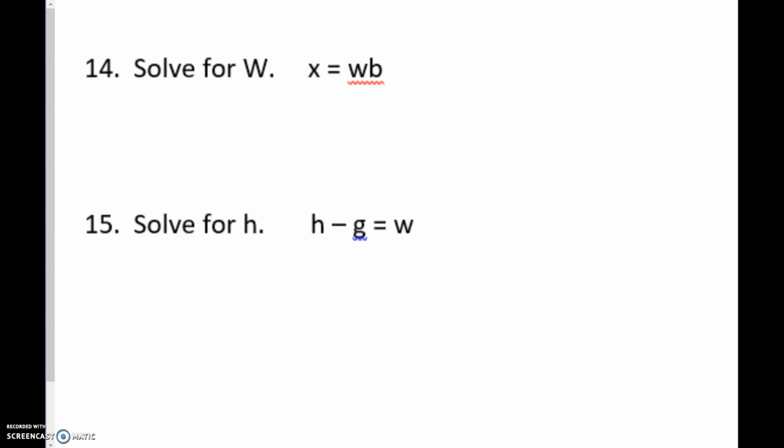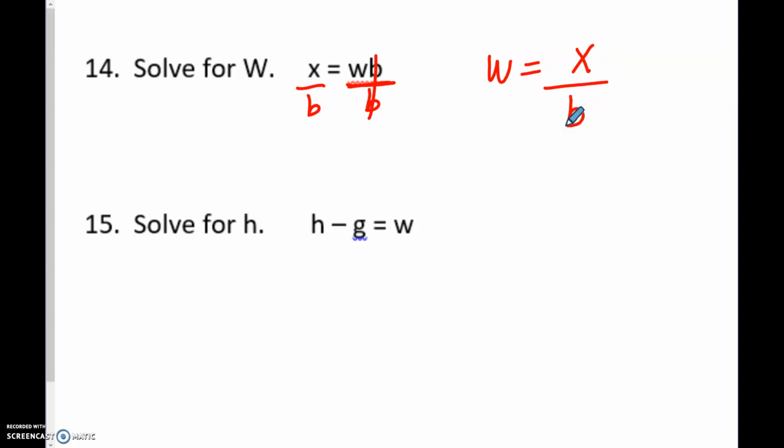All right, solve for W. Get W by itself. What's by the W? It's the B. So that says W times B. So what I'm going to do is divide both sides by B. Then this is going to cancel. So I have W equals x divided by b.